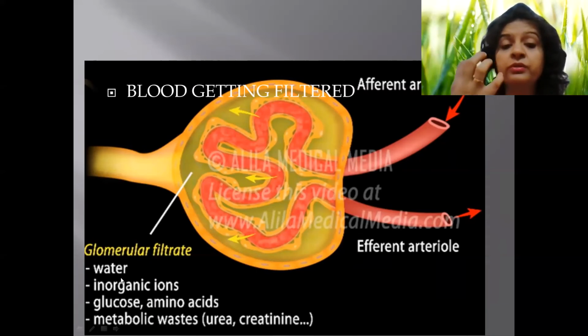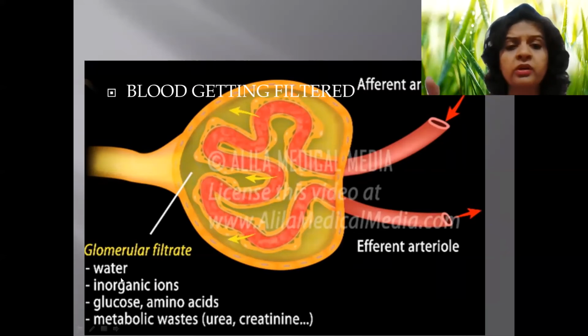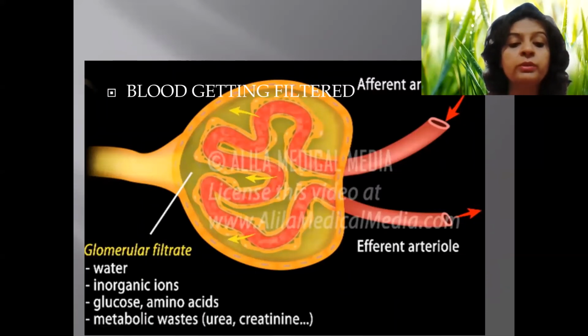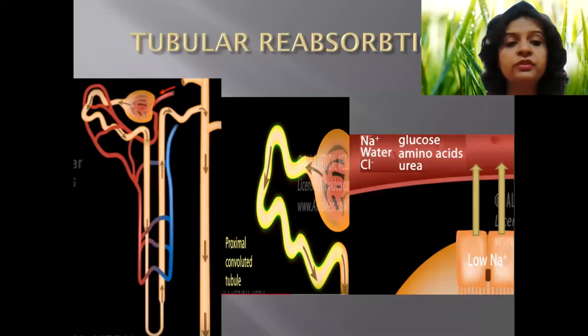Now this filtrate has water, it has inorganic ions like hydrogen, potassium, bicarbonate, sodium, chloride, various ions. The minerals we take through the food, they are broken up into ions, and now if they are extra, they need to be moved out from the body. So now this glucose, amino acid, along with the metabolic waste, that is urea and the creatinine, they are expelled out. They are moved out.